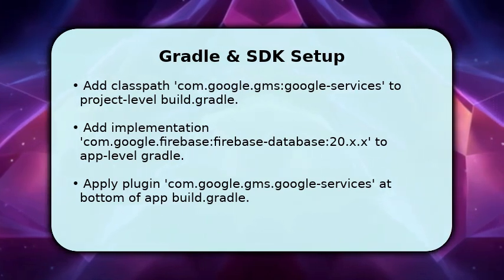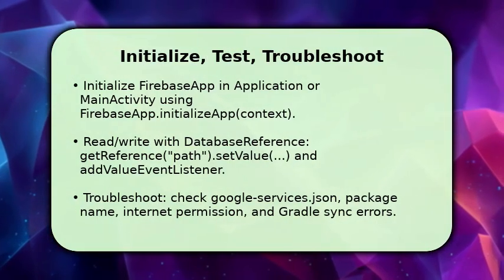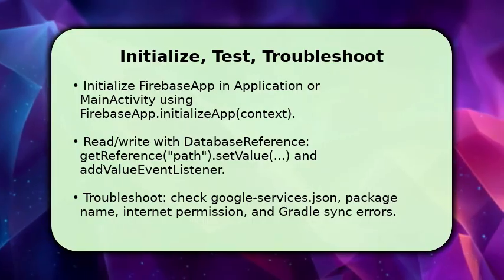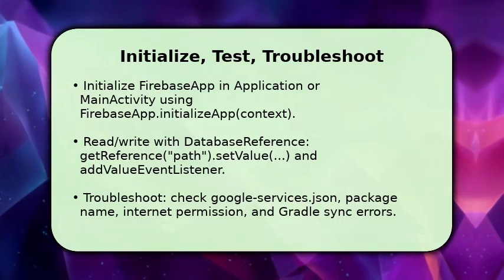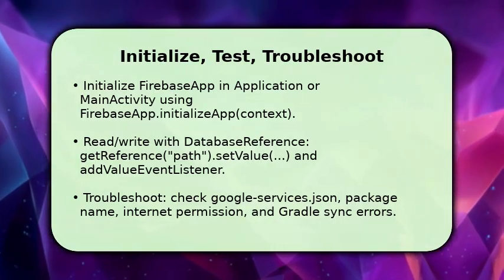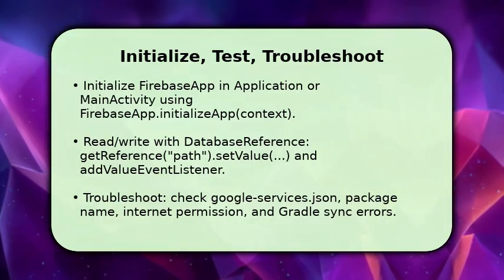Finally, initialize Firebase in your application class or main activity by calling FirebaseApp.initializeApp(this) or rely on AutoInit. Obtain a database reference and perform setValue or push for writes, and add a value event listener or get for reads. Use tasks and onComplete to handle success or failure.